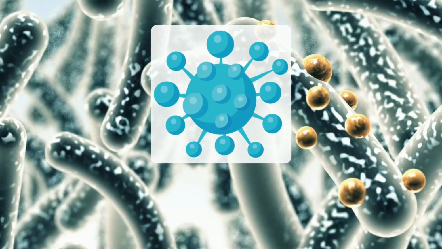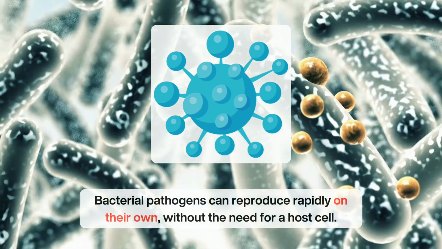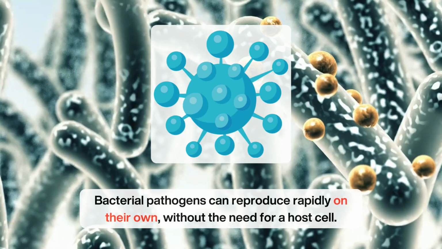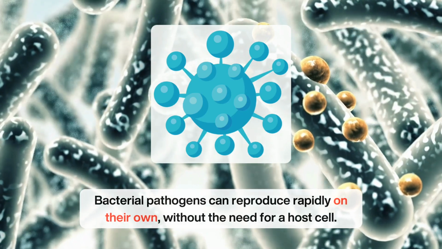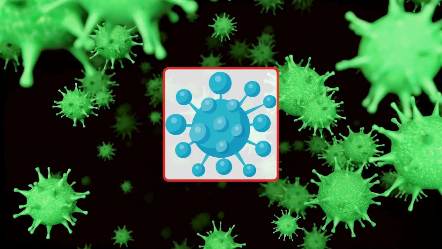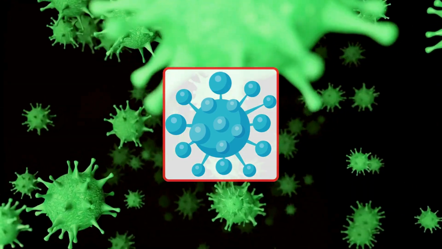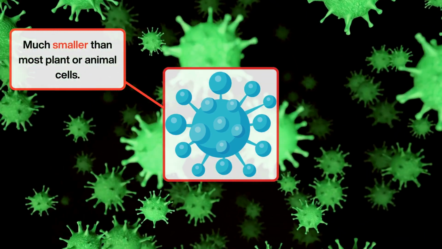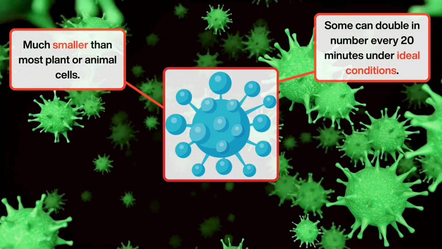To start, let's review what bacterial pathogens actually are. Bacteria are tiny cells that can reproduce rapidly inside plants and animals, causing diseases. Unlike viruses, which need a host cell to replicate, bacteria can multiply on their own, under the right conditions. Bacterial pathogens exhibit a variety of notable characteristics. One is their small size. Bacterial cells are much smaller than most plant or animal cells. A second is their rapid reproduction. Under ideal conditions, some bacteria can double in number every 20 minutes.